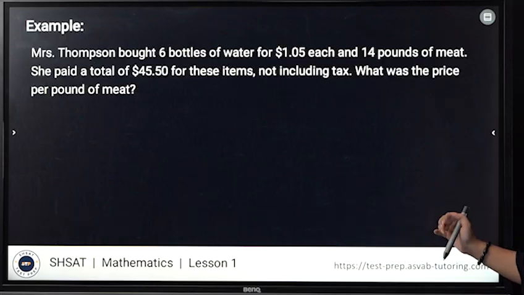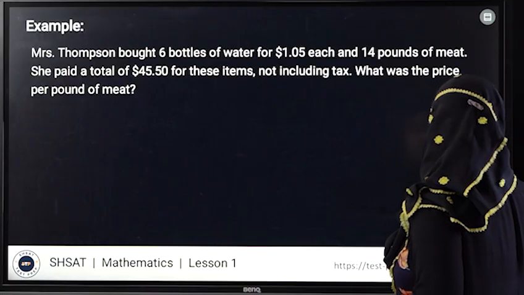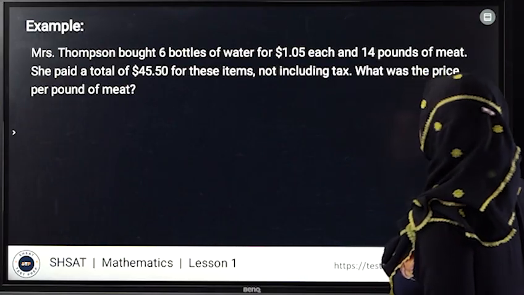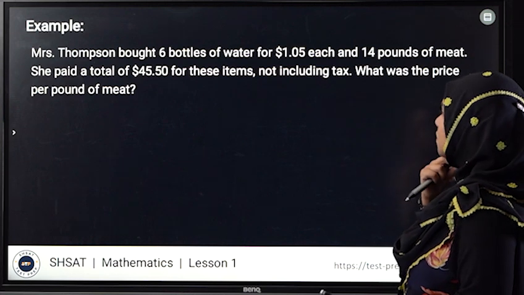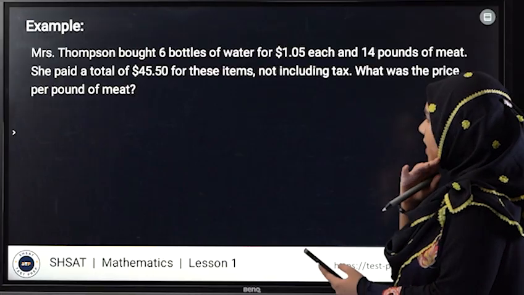I hope you do get this one correct. We have another example here. Mrs. Thompson bought 6 bottles of water for 1.05 each and 14 pounds of meat. She paid a total of 45.5 for these items, including tax. What was the price per pound of meat?